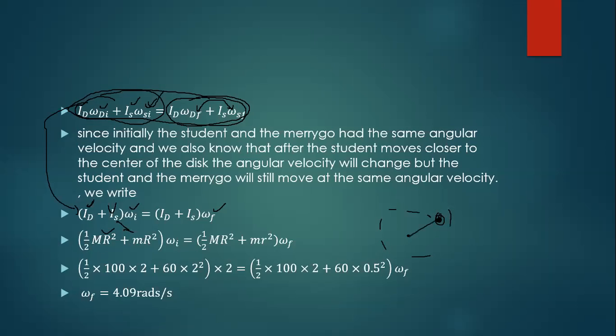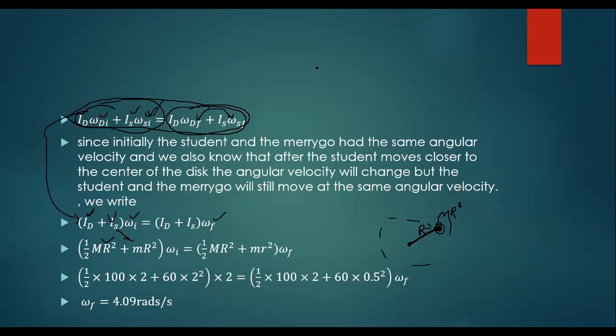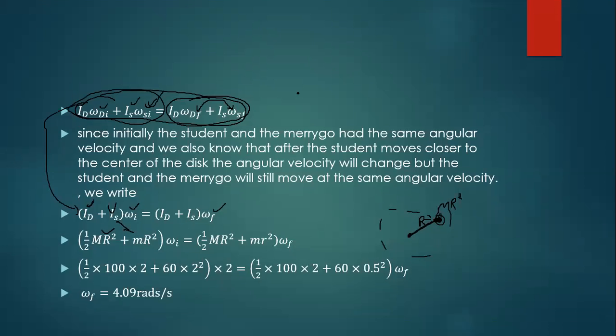So their moment of inertia will be, since this is like the center of the disk, the mass of the student multiplied by the radius where they are, squared. So the radius is here. And initially, the student was standing on the edge of the disk. So therefore, the radius of the disk will be equal to the same radius where the student is. Are you following? You're following? Yes. Awesome.